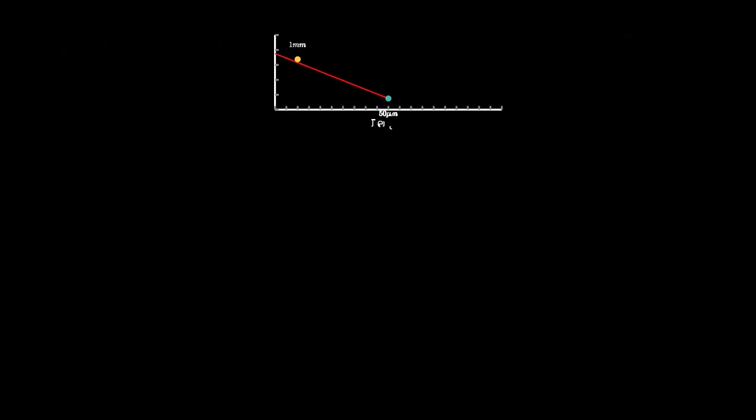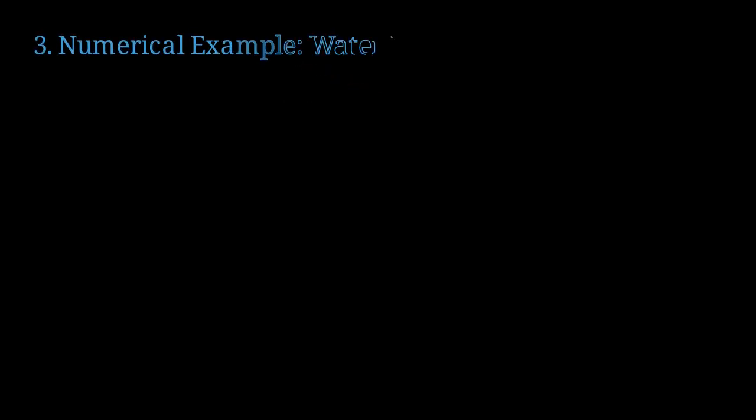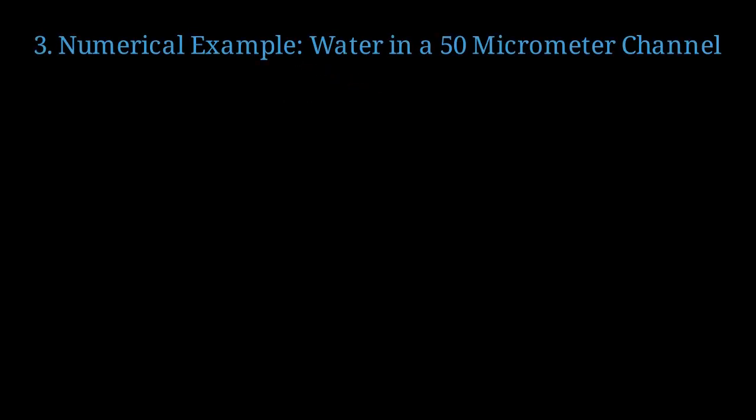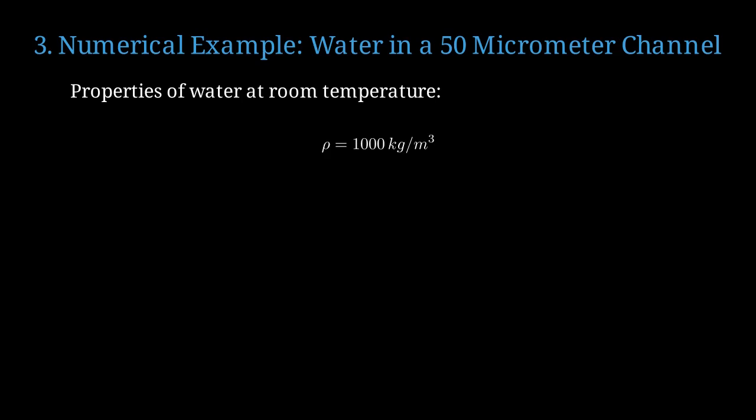This graph shows how Reynolds number decreases linearly as we reduce the characteristic length scale from millimeters down to tens of micrometers. Let's calculate actual numbers for water flowing through a 50 micrometer channel. First, we need the properties of water at room temperature. Water density is 1,000 kilograms per cubic meter.